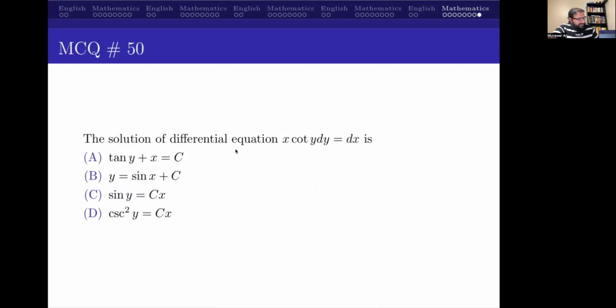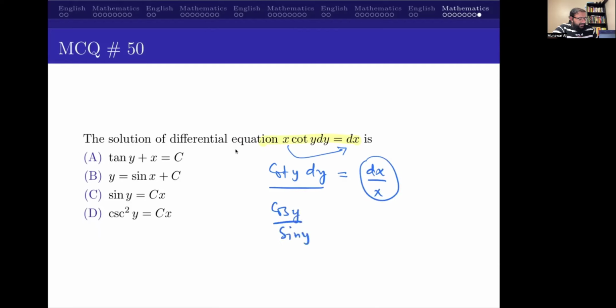Maybe the last question is, what is going to be the solution of this differential equation? So you can see this is separable. So you have cot y dy is equal to dx divided by x. So you can separate the variables. This is only y, this is x. And cot y is equal to cosine y divided by sine y, dy is equal to dx divided by x. Now I can integrate both sides.